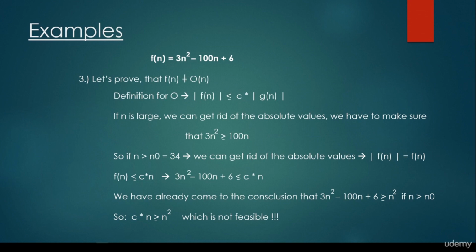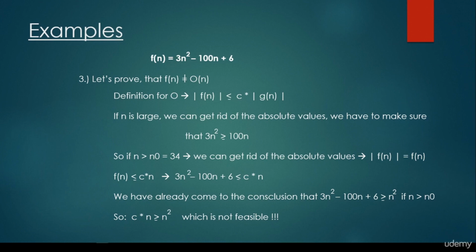Let's prove that f(n) is not equal to O(n). We have to find the n values in order to get rid of the absolute values. So if n0, the threshold, is equal to 34, then we can get rid of the absolute values. And f(n) must be smaller or equal to c times n. And basically, we are not able to solve this inequality: c times n to the power of 2 minus 100n plus 6 is smaller than or equal to c times n. We have already come to the conclusion that 3 times n squared minus 100n plus 6 is greater than or equal to n squared if n0 is equal to 34.